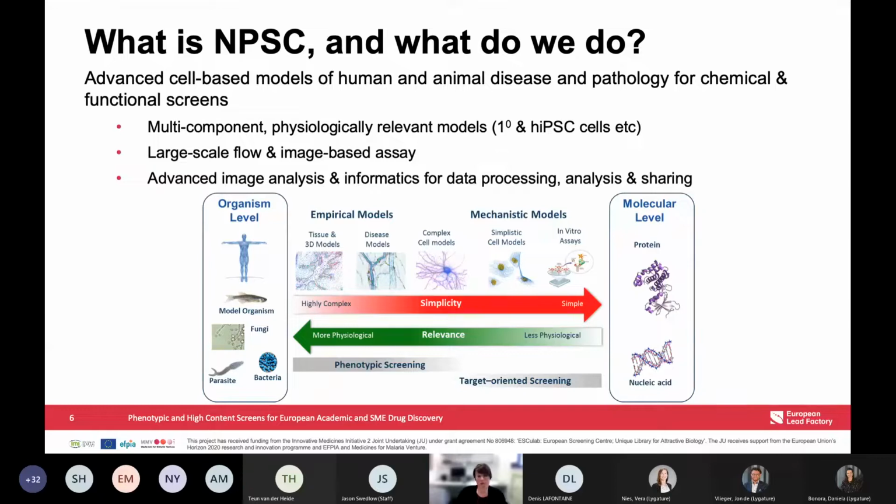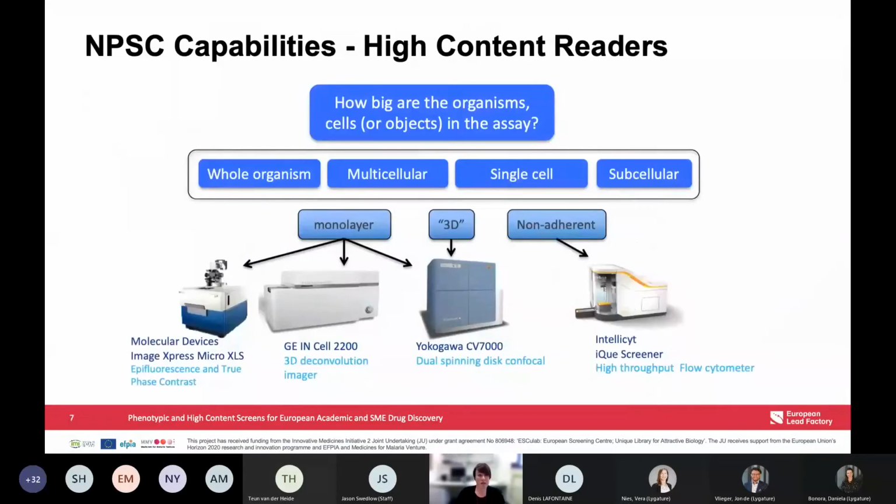So in order to carry out these physiologically relevant complex screens and high content screens, we need some high content readers, some powerful imaging technology, and bearing in mind the organism that we are trying to screen, we need to think about the size of the organism, what we're actually looking at, and what sort of level we need to drill down to get the information that we're looking for. So whether that be a whole organism in terms of screening parasites, worms, etc., multicellular systems of single cells, and down to the subcellular level.